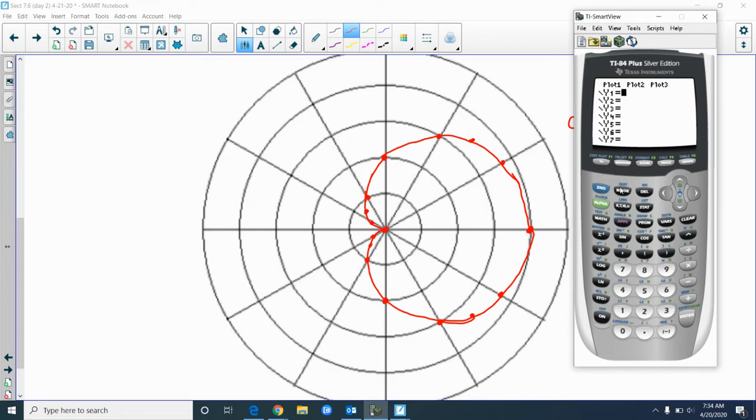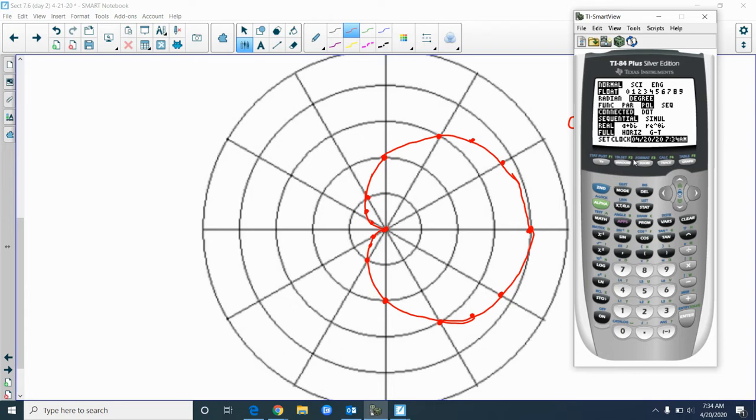It says y equals. We have to be in a different mode. And this is going to change our window and everything else. So when you go to mode, go down to the fourth line. It says FUNC. That means function. PAR means parametric, which we haven't dealt with. POL means polar. We want to go over to polar. Okay, everything else should stay the same. Just go to polar, hit enter. Okay, so that's on there.